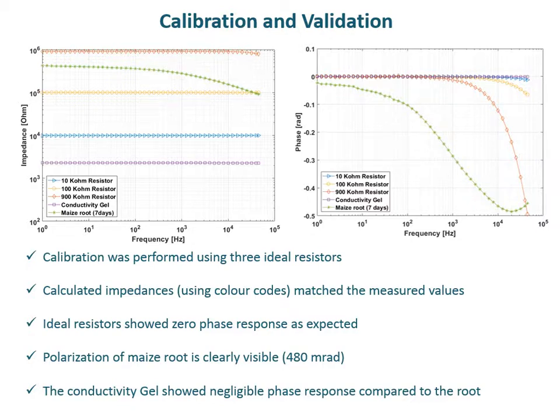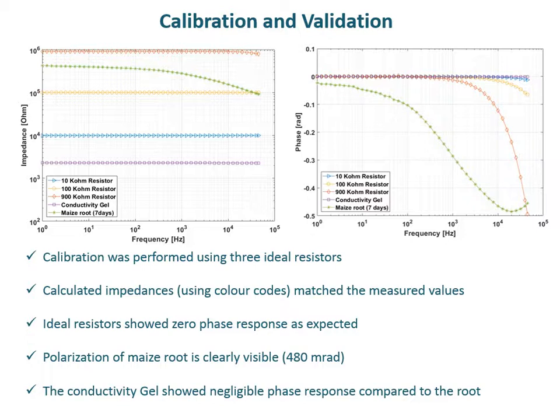Then the calibration. At this stage, we use 3 different ideal resistors. First of all, we calculated the values using the color codes. And then we use the setup to measure again and get the measured values, and we compared them to know if the setup was able to replicate the true values of the resistors. And then we measured on the gel alone and also with a plant.